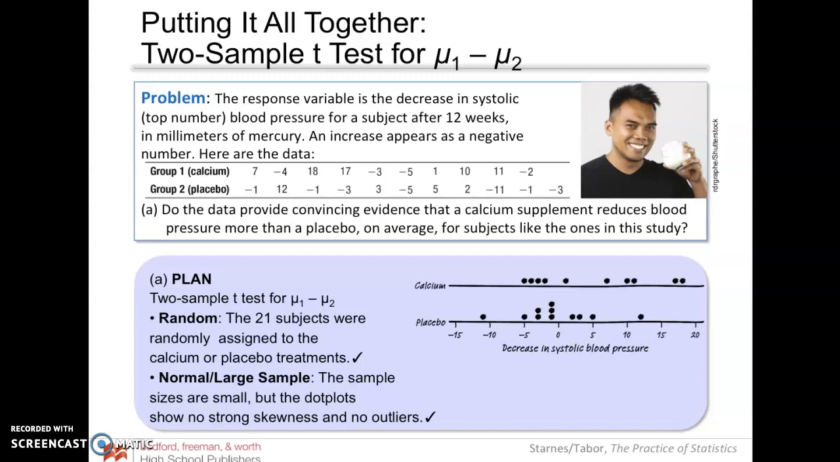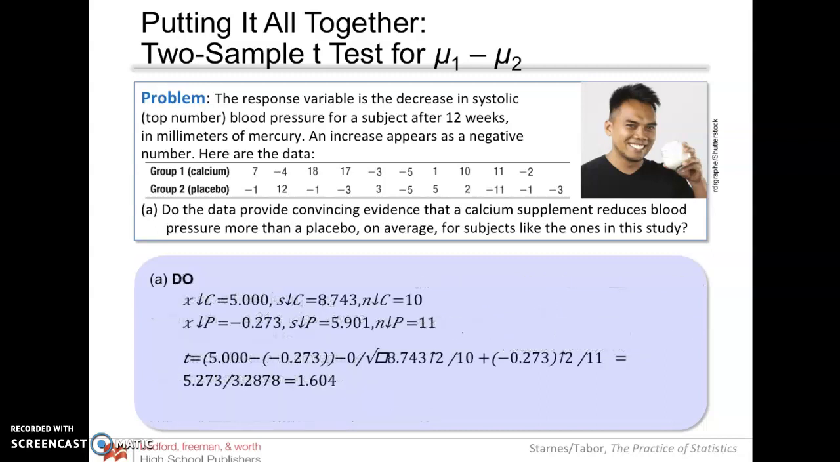And in order for us to check the normal condition, we have to graph both of the samples and see that there are no outliers or strong skew. Neither one of these looks bad. There are a couple of points that are further away from the center, but in both cases, it's such a small group that it's hard to say that we have a cluster anywhere. So we meet the conditions and we move on to the do portion.